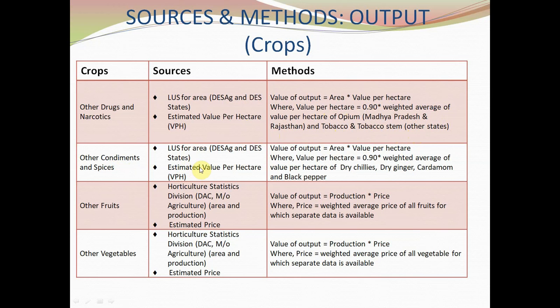Same sources are here for area and price value, estimated value. Estimated value per hectare is taken as 90% of the weighted average of value per hectare of dry chilies, dry ginger, cardamom and black pepper. In the case of other fruits, area and production data is provided by the Horticulture Statistics Division, DAC, Ministry of Agriculture, but prices are estimated for other fruits. So value of output will be production into price.